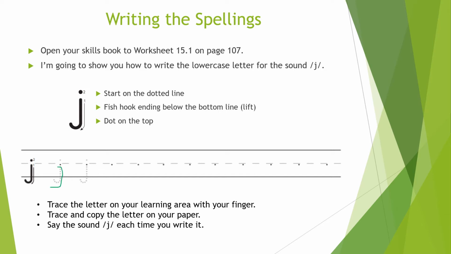Going down, you will fish hook below the solid line, and then you'll put a little dot on the top of your J. Watch again. Start at the dotted line, go down, fish hook, and then give it a dot. These dots straight across the dotted line show you where you will start your letters. I'll show you two more times. Down, hook, dot. Down, hook, dot.